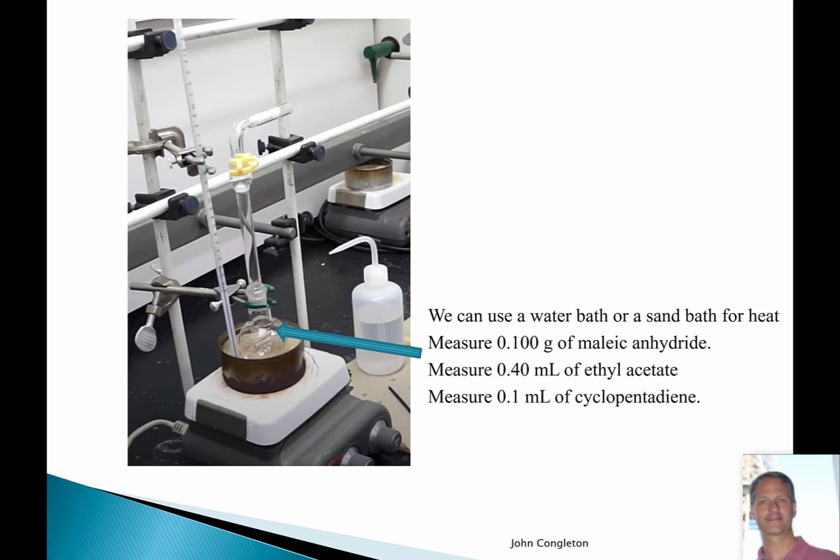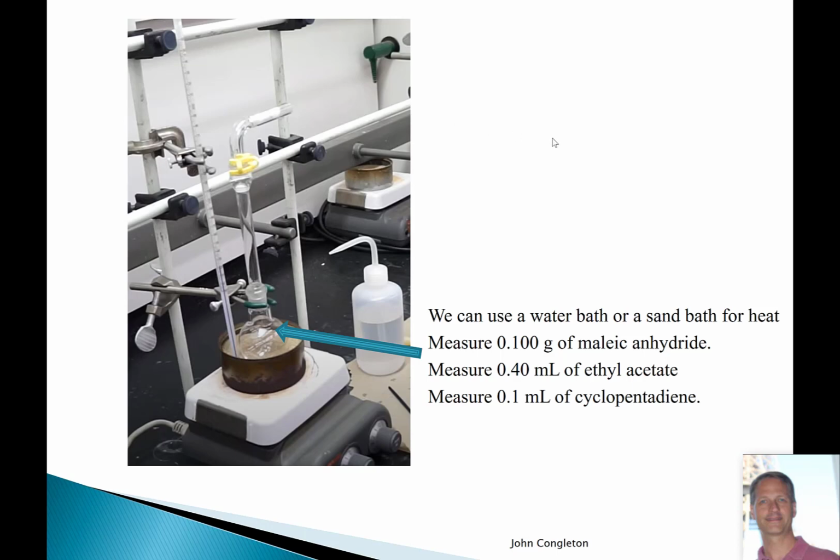So in our reaction, we're going to use either a sand or water bath for our heat source, with a round bottom flask that has about 0.1 grams of maleic anhydride, about 0.4 mL of ethyl acetate, and 0.1 mL of cyclopentadiene. And we'll connect it to an air condenser and a drying tube, and after the reaction has gone to completion, we'll allow the solution to cool and we'll collect some crystals.